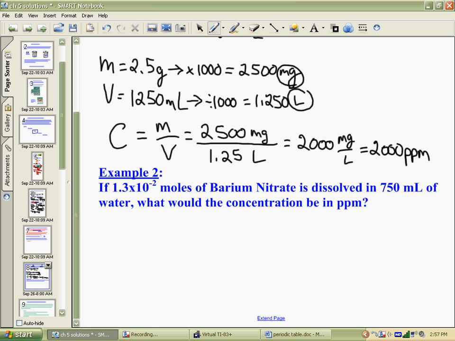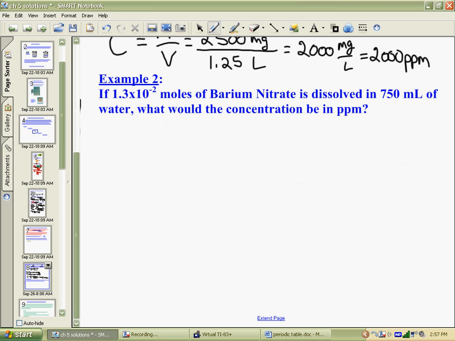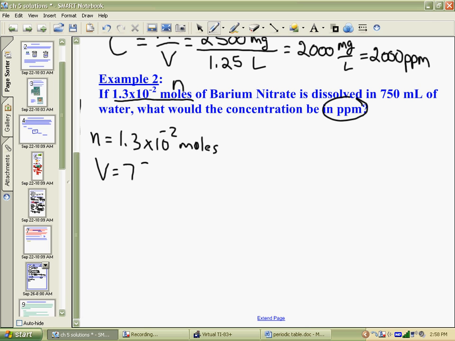Now, it can sometimes be more complicated because they're not going to give you the units in a nice way. What if they give you moles and they don't want molarity, but they want a concentration in parts per million? Well, we'll just have to convert it. Here we're given the number of moles, so that's N: 1.3 times 10 to the minus 2 moles of barium nitrate, dissolved in a volume of 750 mils. We convert that to liters by dividing by 1,000, and you get 0.750.